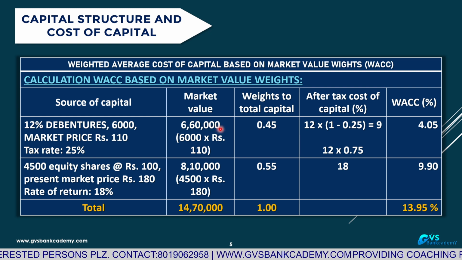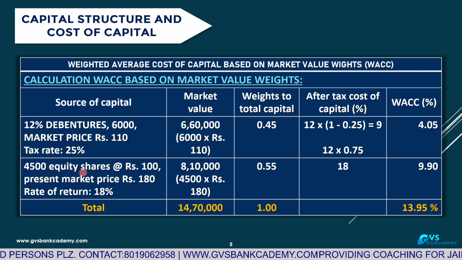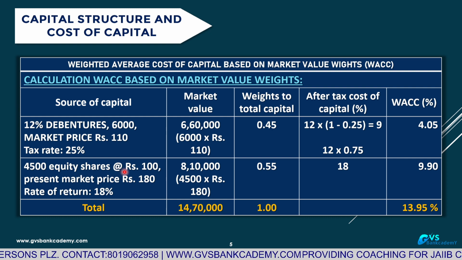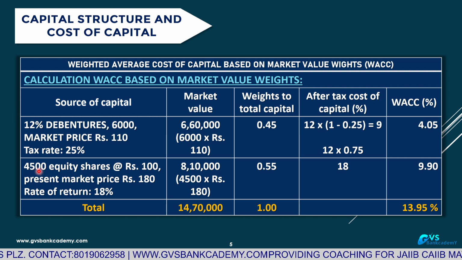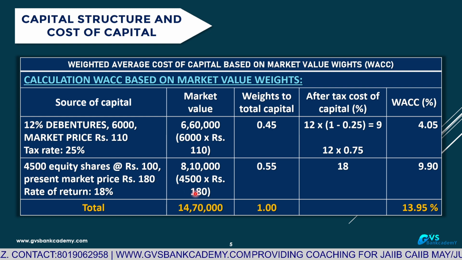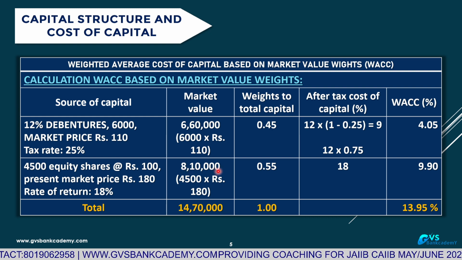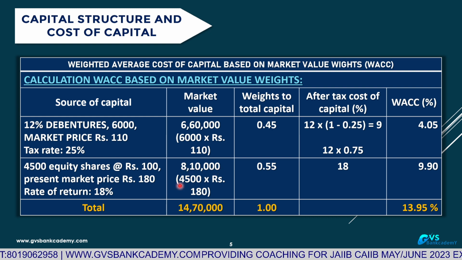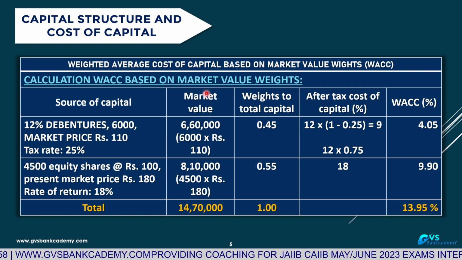Market value is 6,60,000. Whereas 4,500 equity shares, face value is 100 rupees. Present market value 180. So 4,500 into 180, that is the market value of the equity shares, 8,10,000. What is the book value? 4,500 into 100, 4,50,000. But in this case, we are taking market value weights.